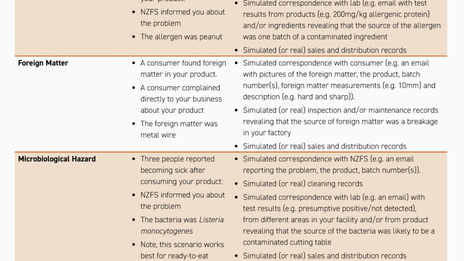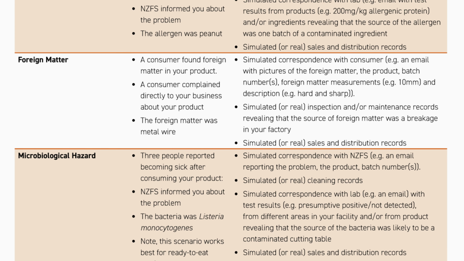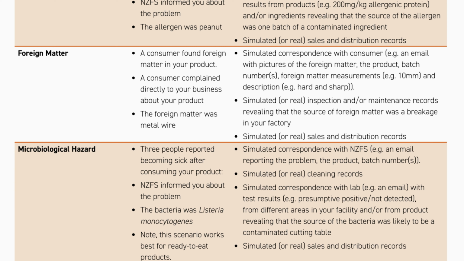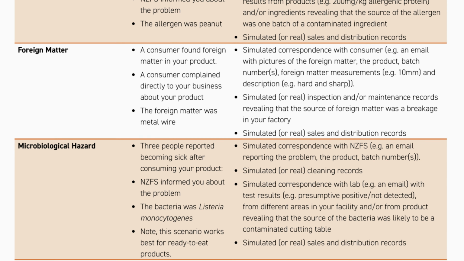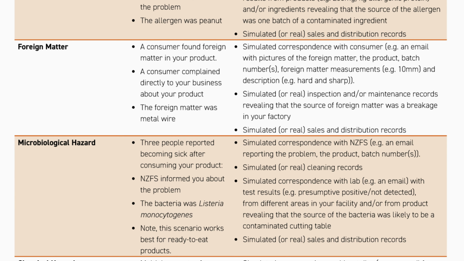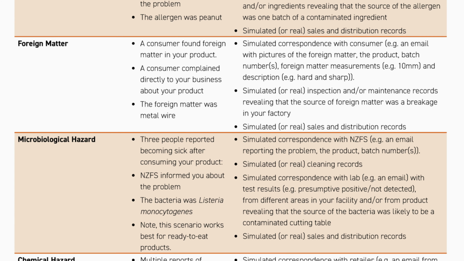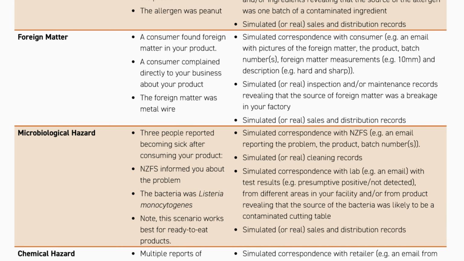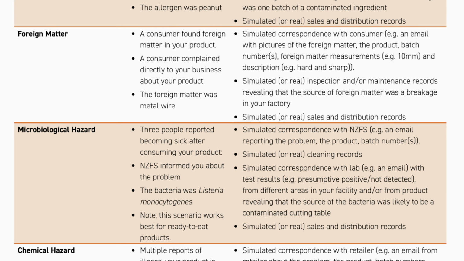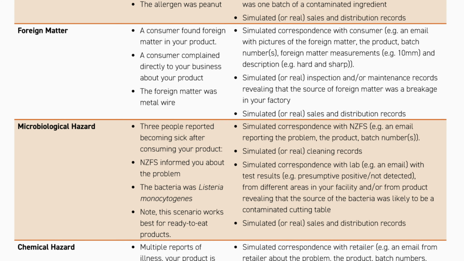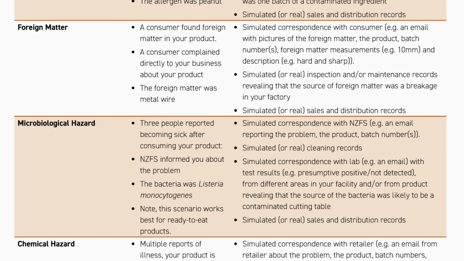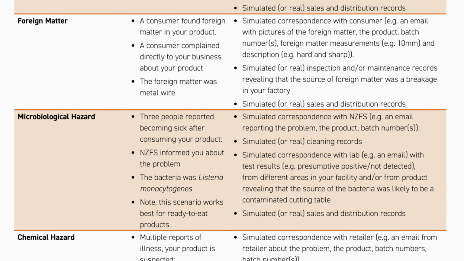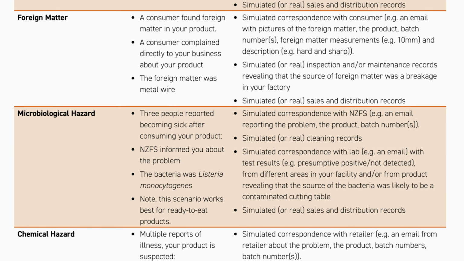Simulated or real inspection and/or maintenance records revealing that the source of foreign matter was a breakage in your factory. Simulated or real sales and distribution records. Problem: microbiological hazard. Backstory: 3 people reported becoming sick after consuming your product. NZFS informed you about the problem. The bacteria was Listeria monocytogenes. Note, this scenario works best for ready-to-eat products.